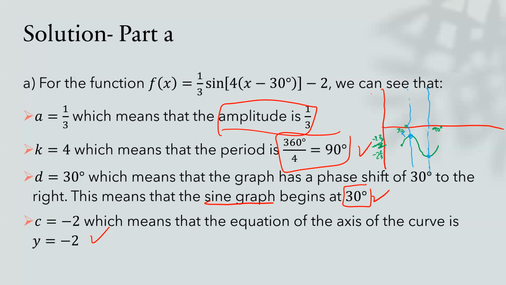Oh, by the way, I made a mistake here. I wrote 190 degrees. I meant 120 degrees. Sorry, that's what I meant to say. Because we're simply adding 90 degrees to 30 degrees there.